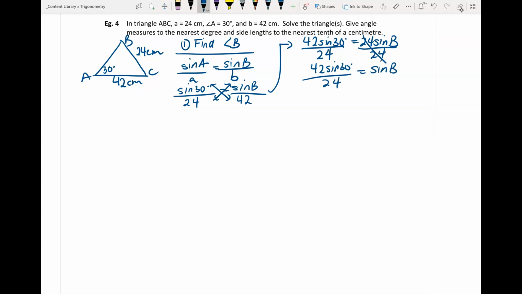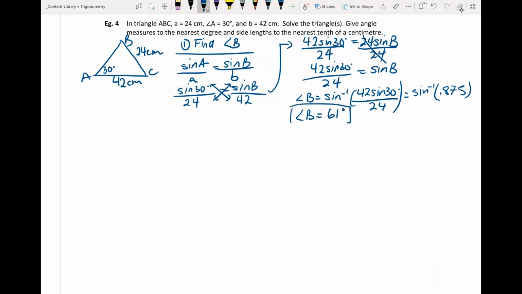And then lastly, to solve for B, I'll take the sine inverse of both sides. We can find what 42 sine 30 divided by 24 is and put that in the calculator. It's going to be about 0.875, and then take the sine inverse of that. Angle B is 61 degrees. So that is one piece of information we found.